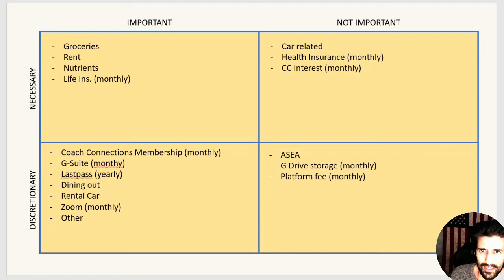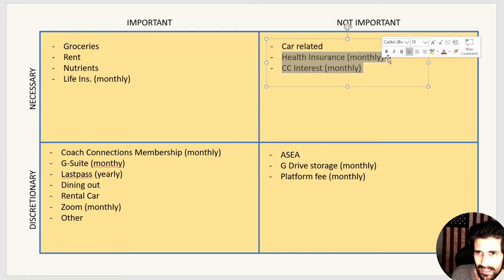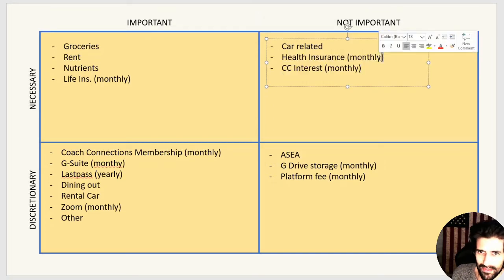Okay, not important, necessary: car related, health insurance, and credit card interest. Health insurance is kind of an interesting one, because it is necessary, and it's kind of important because I'm paying for it. I could cancel it. I'm not going to get penalized anymore if I cancel my health insurance. So this one really tears me, because I don't know what to do with it.